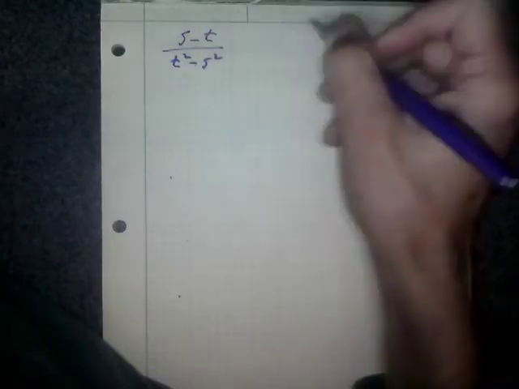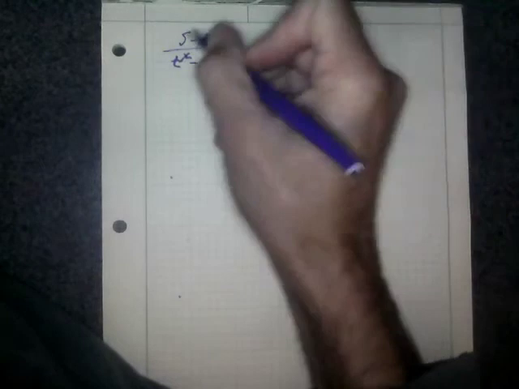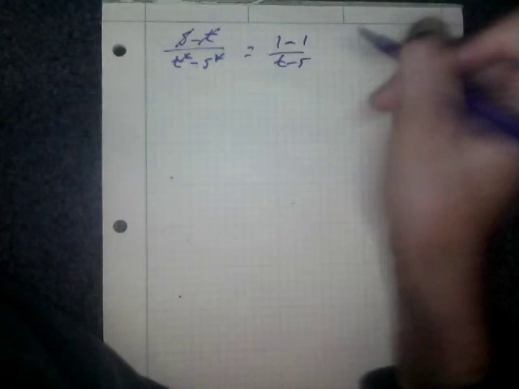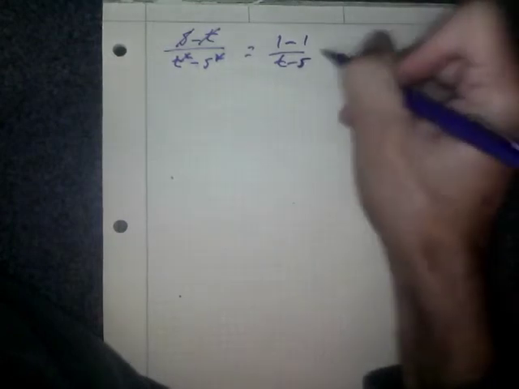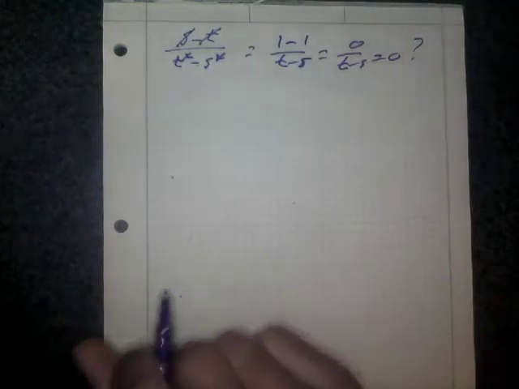So would it be true then that if I cancel one of those t's and one of those s's, I would get something like 1 minus 1 on the top over t minus s? But 1 minus 1 is equal to 0 over t minus s, so it's all equal to 0. Would that be the solution there? The answer to that question is no, it absolutely would not be the solution.